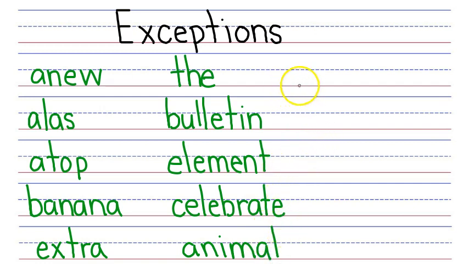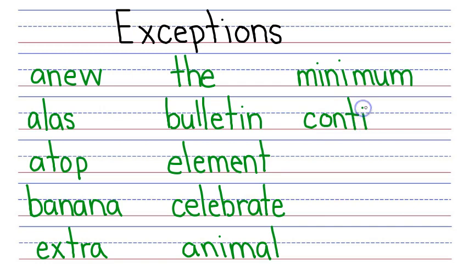Next word, minimum. Minimum is spelled M-I-N-I-M-U-M. Next word, continent. Continent is spelled C-O-N-T-I-N-E-N-T.